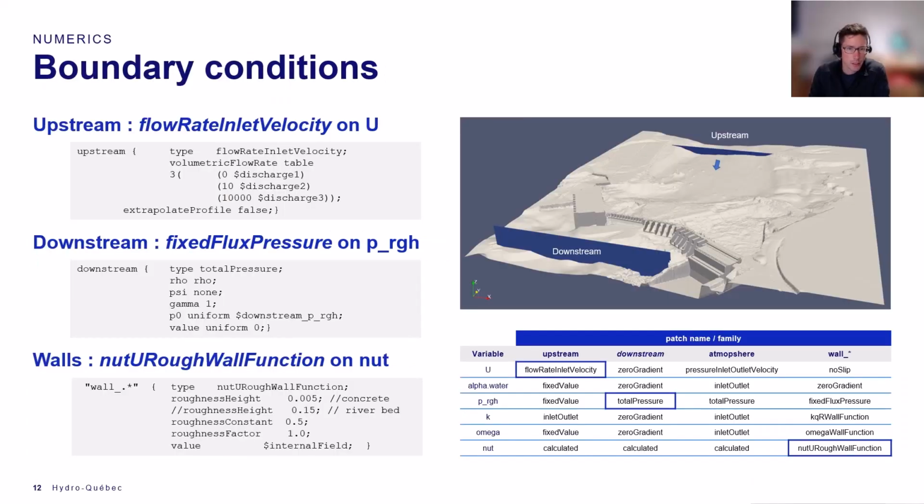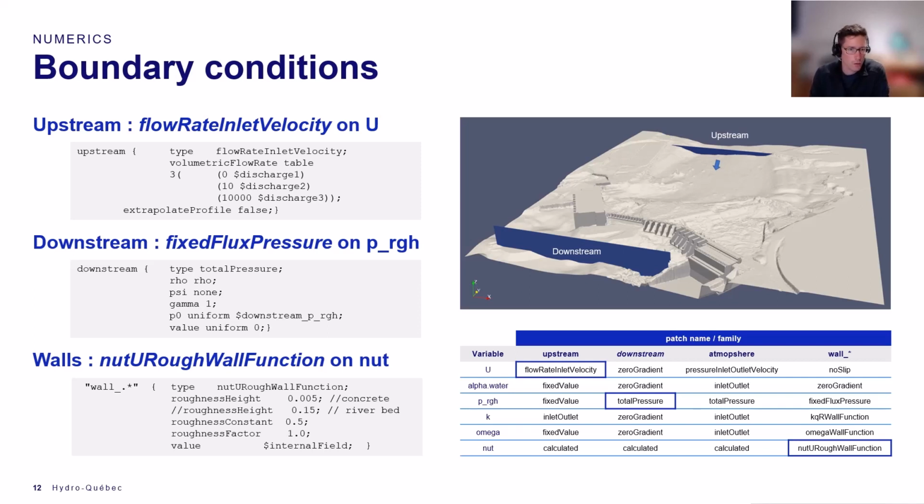The boundary conditions are shown in the table down right. I extracted 3 of the main ones. The upstream patch is a submerged patch, so it's below the free surface elevation. It's a flow rate inlet velocity type on U. In this case, I'm showing you a table because we were ramping up discharge. Downstream, we're imposing a tail water level using a fixed flux pressure on p_rgh.